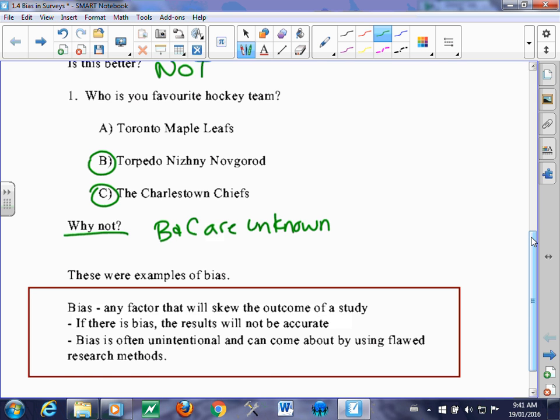So this is something you probably want to write down, folks. These were examples of biases. Bias is any factor that will skew the outcome of a study. Okay, there is a bias. The results will not be accurate. And bias is often unintentional and can come about by using flawed research methods. So please make sure you've got that down. You know what a bias is. It will affect the outcome. It'll skew it and make it not accurate.